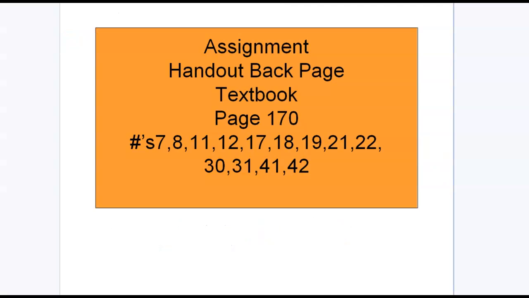Okay, so that concludes the end of derivatives of exponentials and logs, the end of section 3.9, and that concludes our unit. So there's your assignment: you have a handout, and you also have some AP Calculus questions from the AP Calculus text. So give those a try, and if you have any questions, you can ask me in class.